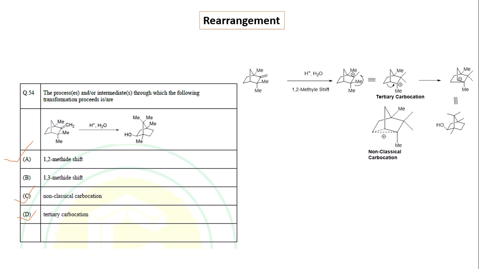Next is the rearrangement problem, where the rearrangement takes place by the Wagner-Meerwein type rearrangement, and the carbocation produced is a tertiary carbocation, and the methyl group is migrated, and the non-classical carbocation is produced, the 3-center 2-electron non-classical carbocation, and we get this product, and the hydroxy substituent is present here, and we get the desired product. Here the option 1,2-methyl shift means this methyl is shifted here, and the non-classical carbocation is also operated, and tertiary carbocation. So the correct options are A, C, and D.